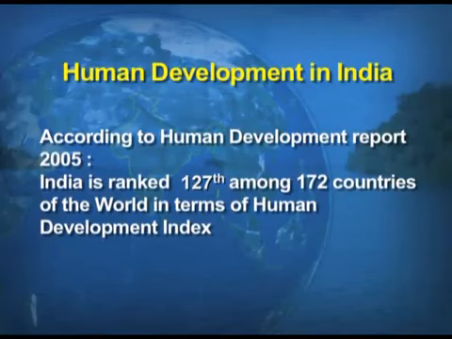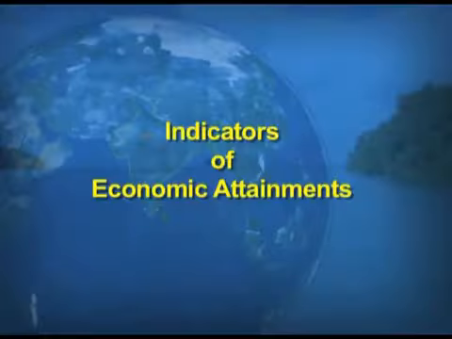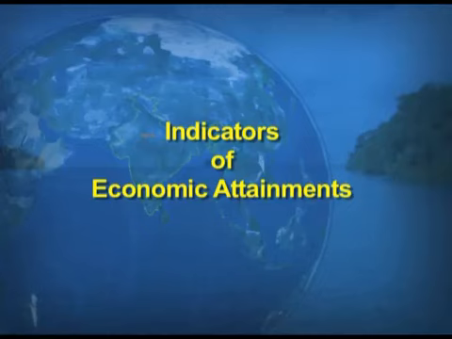According to the Human Development Report 2005, India is ranked 127th among 172 countries of the world in terms of the Human Development Index. Now, indicators of the economic attainment. Because in the previous part we had dealt with the fact that the growth of the people is concerned with income, the way they spend income and the way they earn income. Now, here we talk about the indicators of economic attainment.